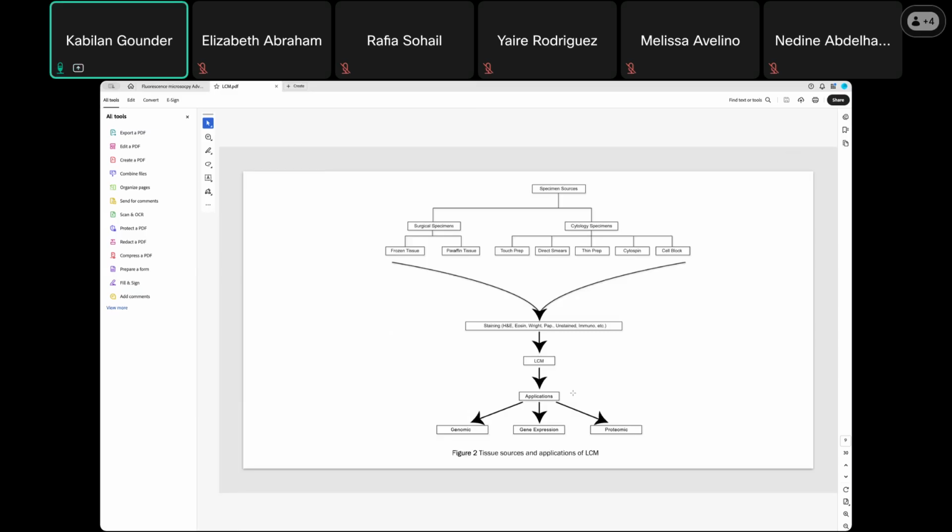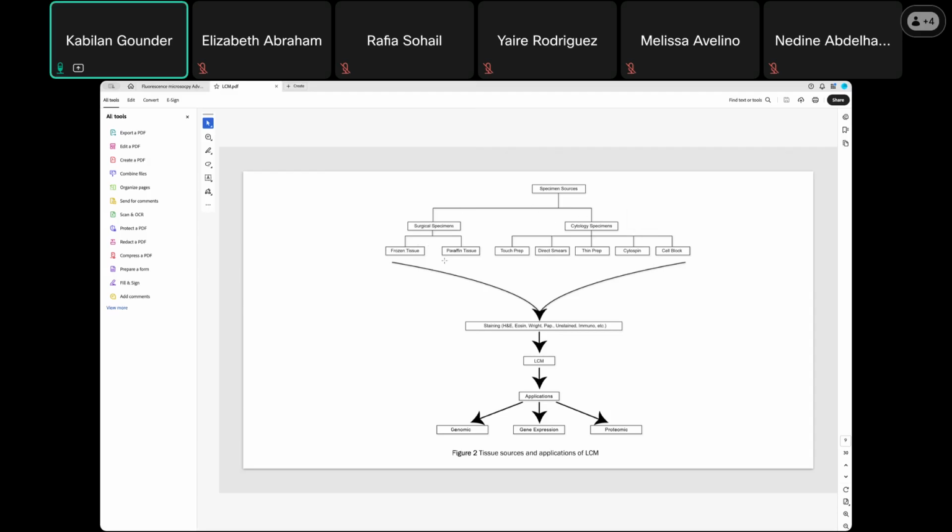So what are all the sample types we can use? Here, the specimen sources are surgical specimens, either frozen or paraffin tissue sections, and cytology specimens like touch prep, direct smears, thin prep, cytospin, and cell block. So these are the two different specimen sources.